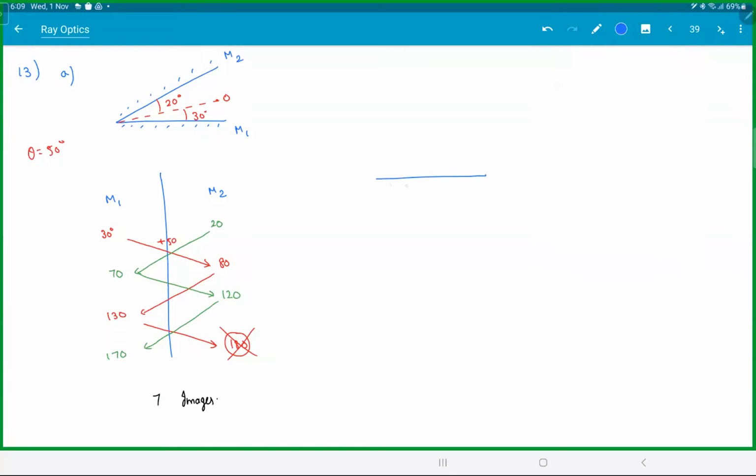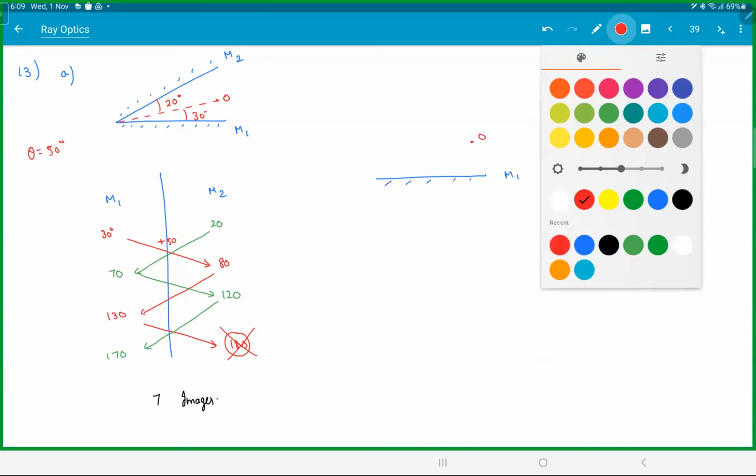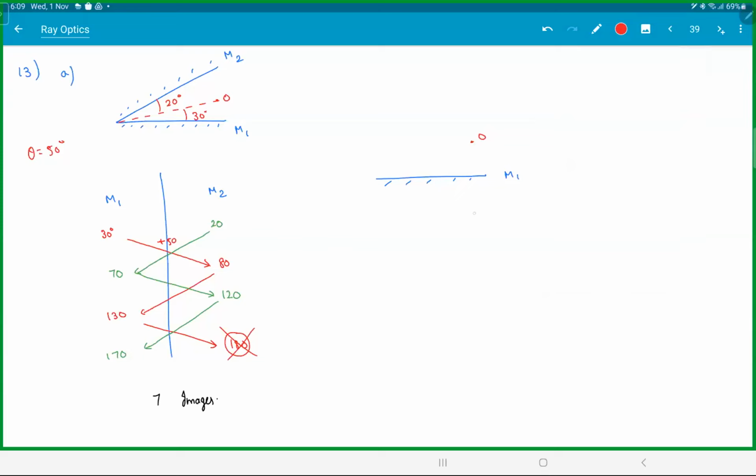So that means if I just look at this M1 mirror, I'll give you an example here. This is the object. The first image will form here, I1, at an angle of 30 degrees. Then the second image will form at an angle of 80 degrees. This is the image in M1. Then the next image will form at 130 degrees. These are the 3 images which are formed in M1. You're getting this?